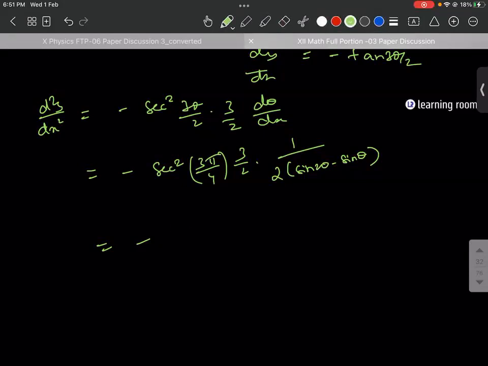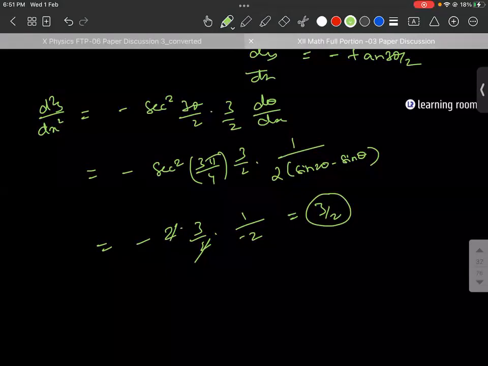இது minus 2 டா. கரெக்டா? ஏன்னா secant square 3 pi by 4 is square root of 2. So it will be minus 2 into 3 by 2 into, that's what I'm saying, you will get minus half only. So 2 and 2 will get cancelled. Answer will be 3 by 2. But what have they given? They've given it as minus 3 by 2.